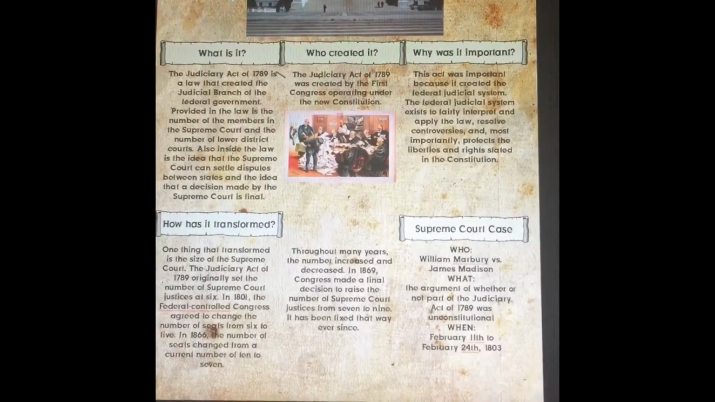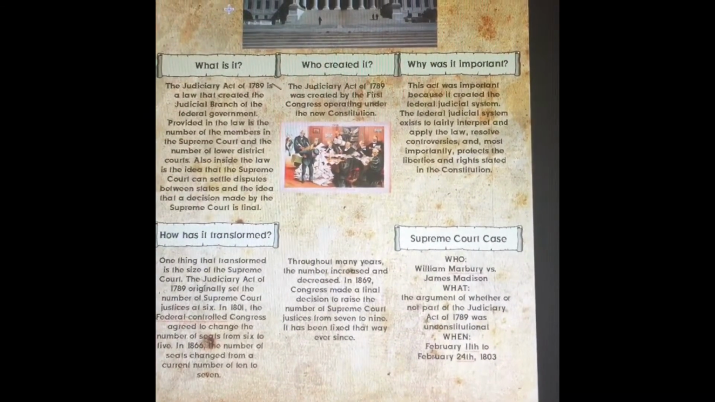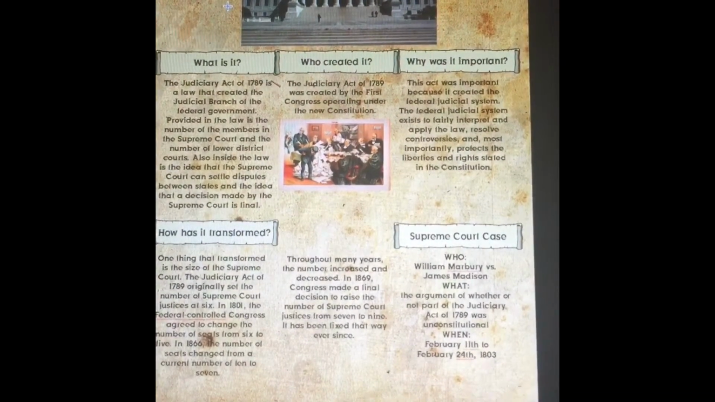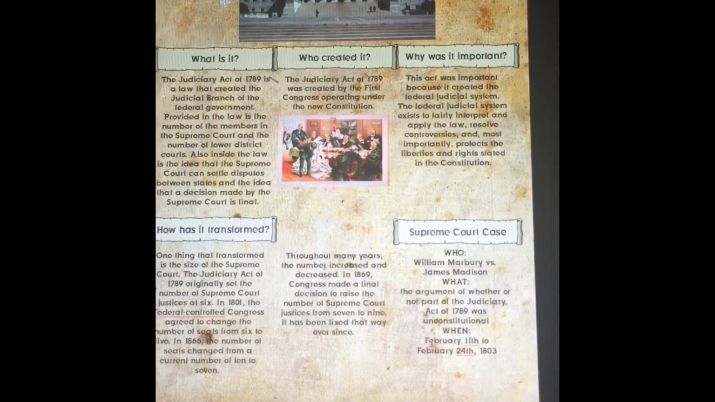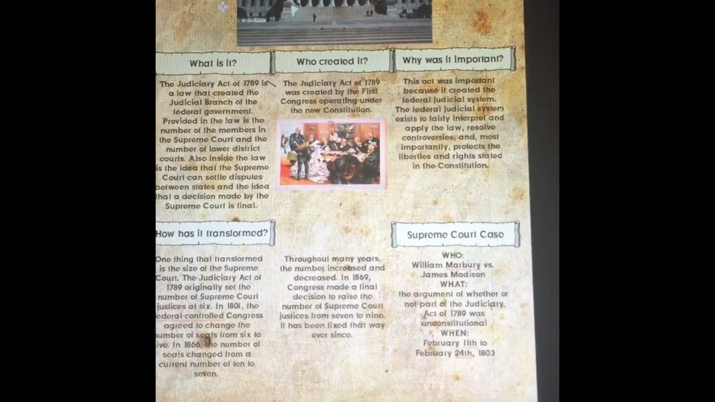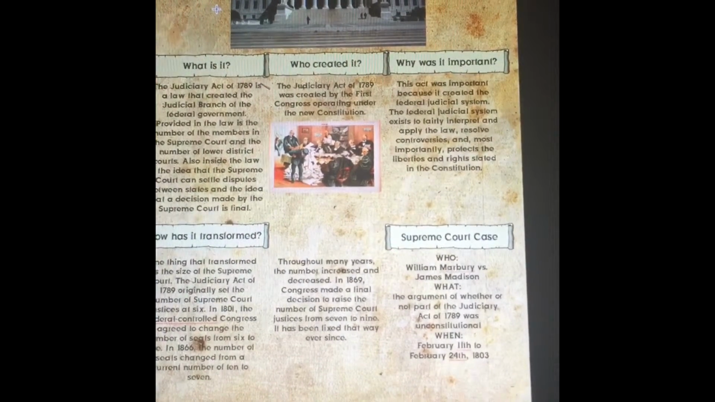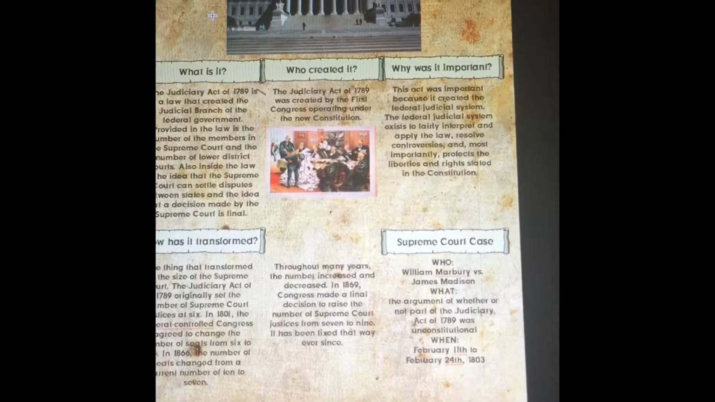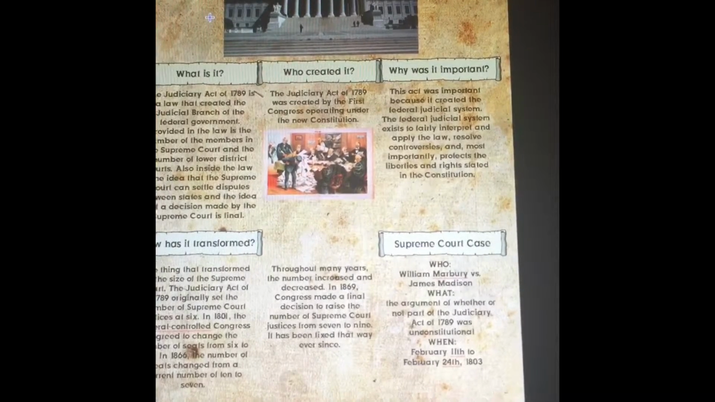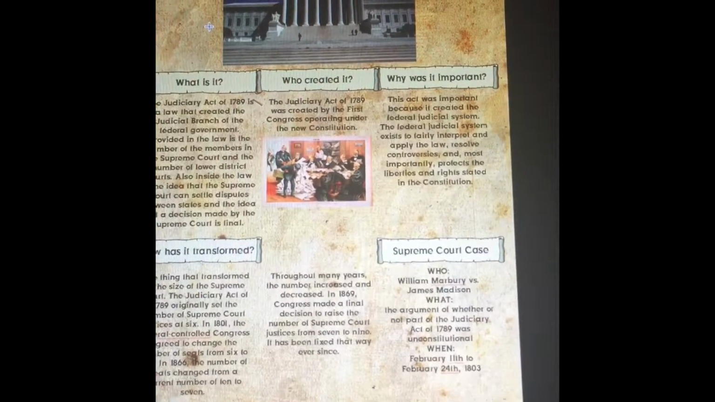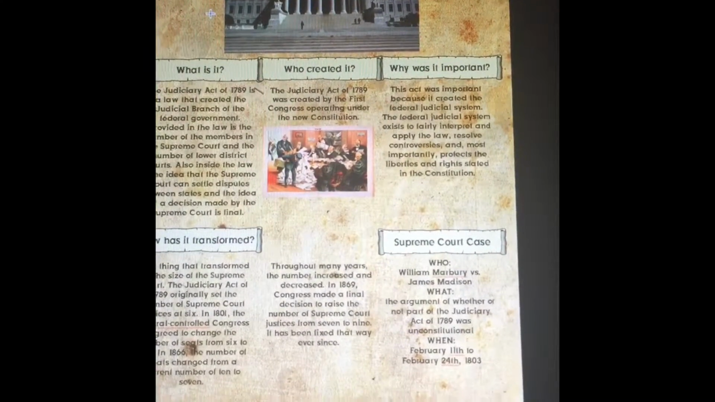What is it? The Judiciary Act of 1789 is a law that created the judicial branch of the federal government. Provided in the law is the number of the members in the Supreme Court and the number of lower district courts. Also inside the law is the idea that the Supreme Court can settle disputes between states and the idea that a decision made by the Supreme Court is final.